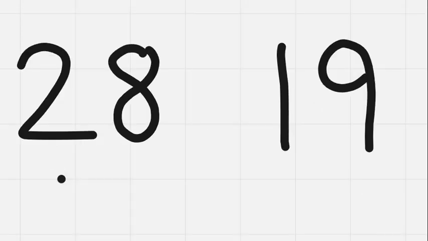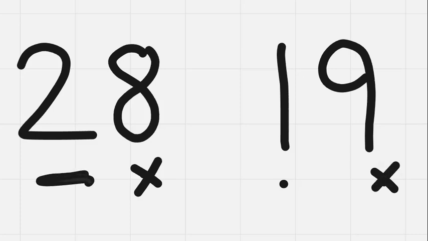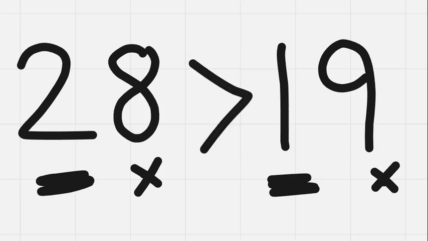Next, we have 28 and 19. Both of these numbers have 2 digits. I see that there's an 8 and a 9. 9 is bigger than 8, but remember, we don't care about the ones place. Instead, we're going to look at the tens. There's a 2 and a 1. 2 is bigger than 1, so we'll say 28 is greater than 19.